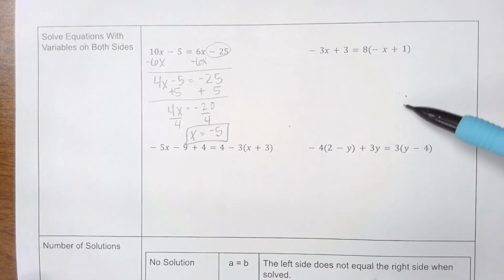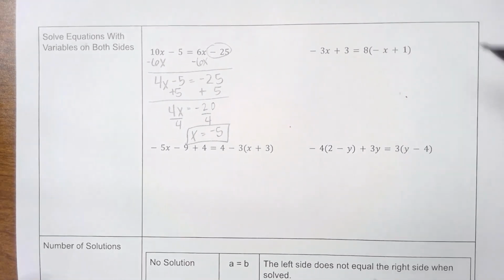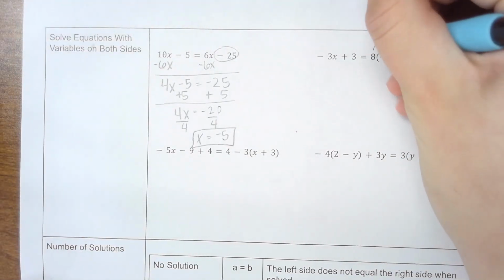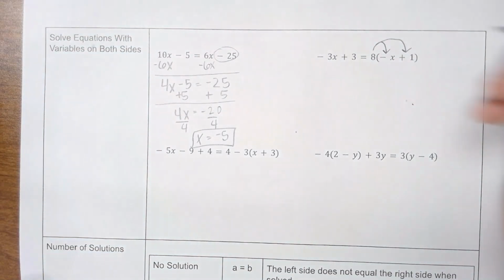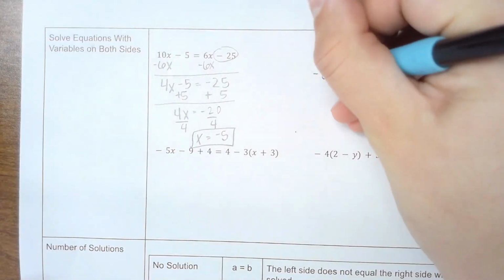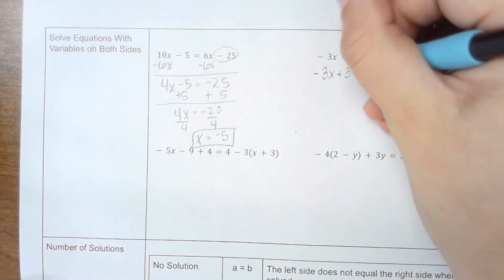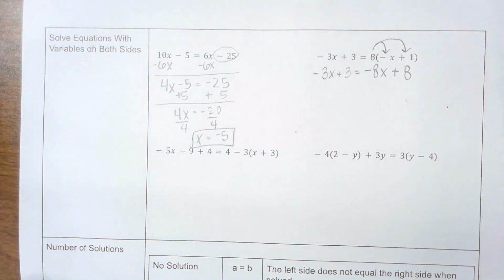Okay, then moving on to this one over here, so notice how there are some things that I can simplify first. Since I can't take negative x plus 1, I'm going to take this 8 and multiply it times everything on the inside. Notice how my left side of the equal sign is going to stay the same, but my right side is now going to turn into negative 8x plus a positive 8.